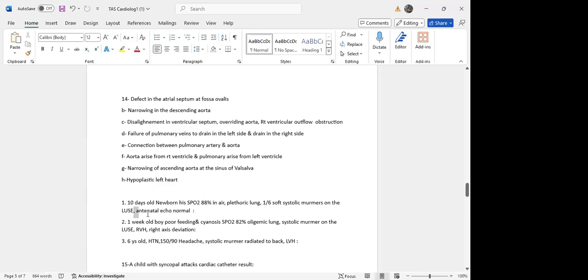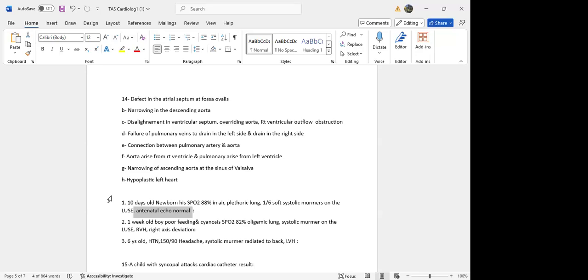Antenatal echo is normal. The word over here is that the antenatal echo is normal. So antenatally, not postnatally, the echo is normal, with plethoric lungs and saturation 88%. So what do you think? What could be the cause? TGA will be picked up on the echo because of the great vessels problem. You can easily pick it up on the antenatal echo. So what other finding is associated with plethoric lungs with decreased saturation?